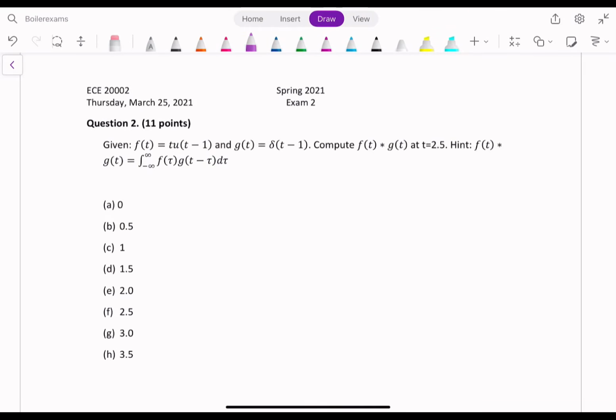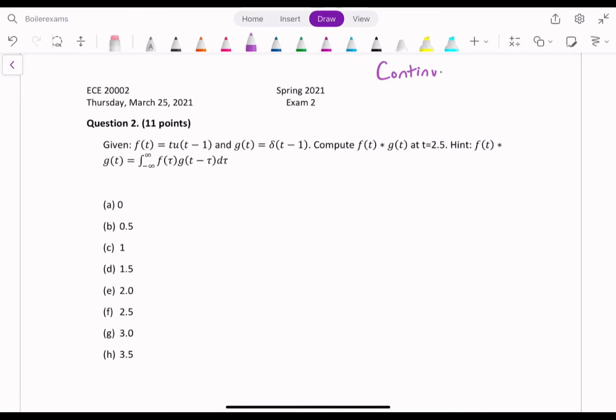Question 2. Given that f of t is equal to t of u of t minus 1 and g of t is equal to the Dirac delta function of t minus 1, compute f of t convolved with g of t at t equal to 2.5. Hint, f of t convolved with g of t is equal to the improper integral from negative infinity to infinity of f of tau multiplied by g of t minus tau d tau.